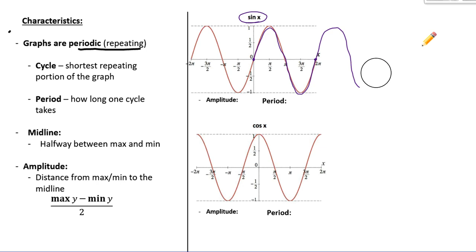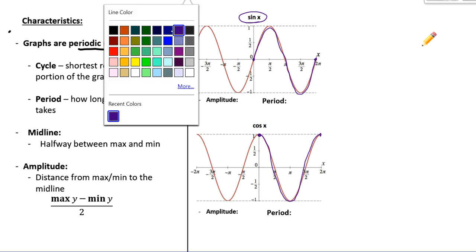That's called one period. As far as cosine goes, this is the place that we're going to focus on. And again, it goes on forever to the right, it goes on forever to the left, and just keeps repeating again and again and again.